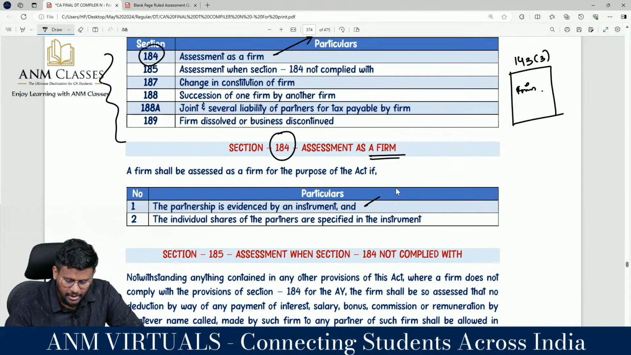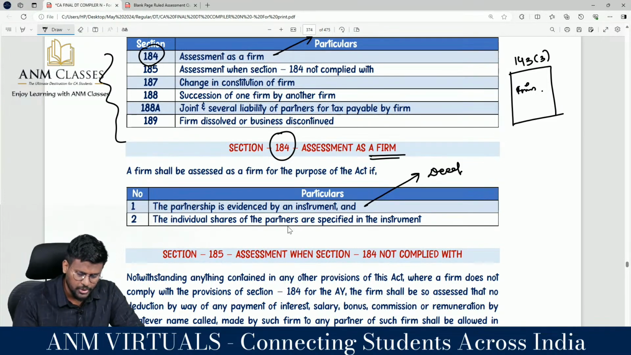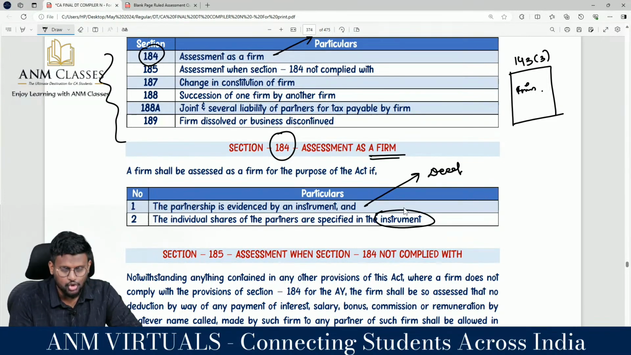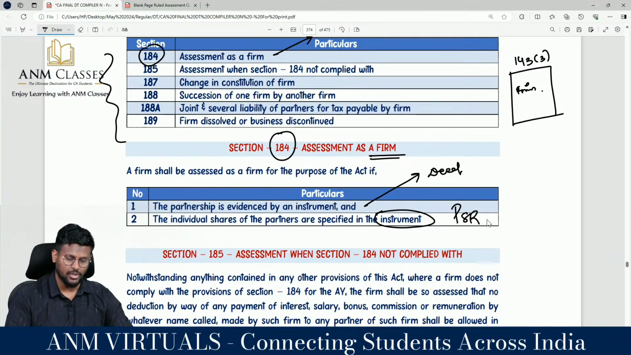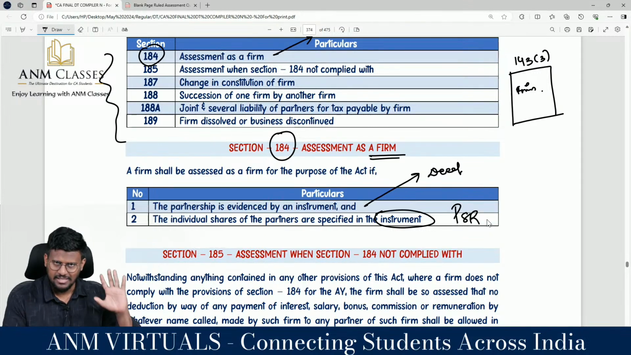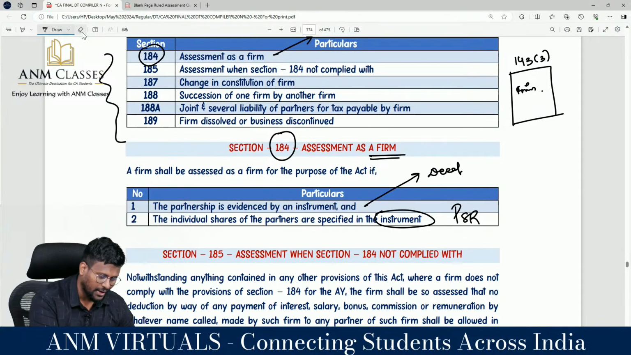is evidenced by an instrument. That means a partnership deed should be there. The individual shares of partners are specified in the instrument. In that partnership deed, the profit sharing ratio should be mentioned. If these 2 conditions are satisfied, a firm will be assessed as a firm as per 184.